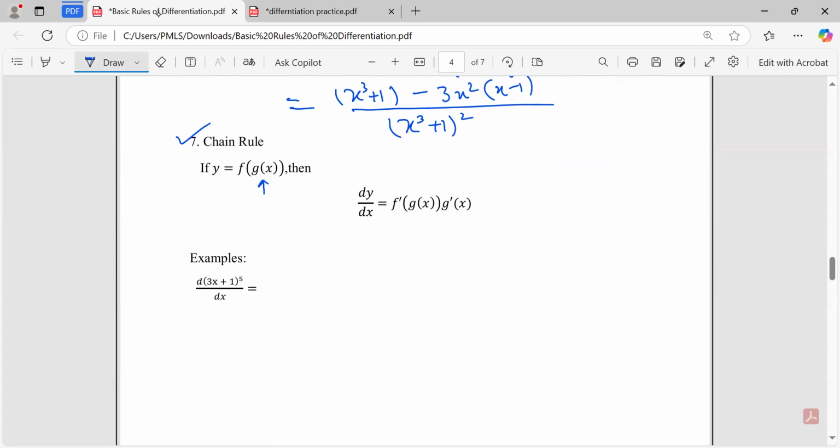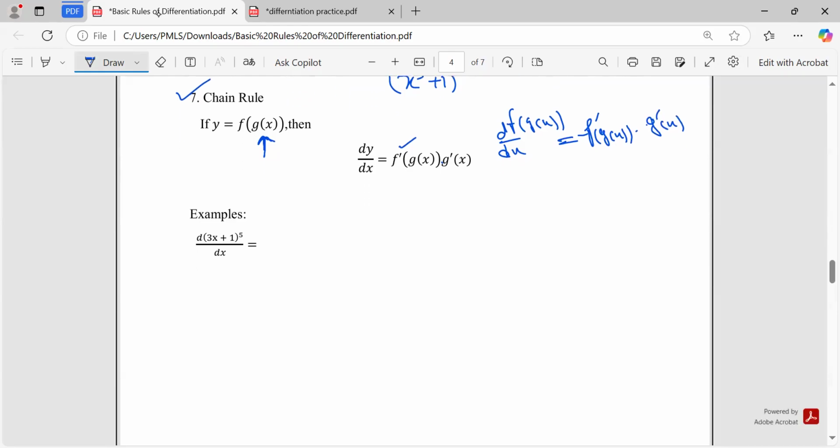If you have a function f of x, and inside it again you have a function, then you apply the chain rule. So in this case, it will be the derivative of the outer function times the derivative of the inner function. If you have d by dx of f of g of x, it will be the derivative of the outer function times the derivative of the inner function, g prime of x. For example, by example you will understand better. Here, inside also we have a function. So first of all, we apply the chain rule here.